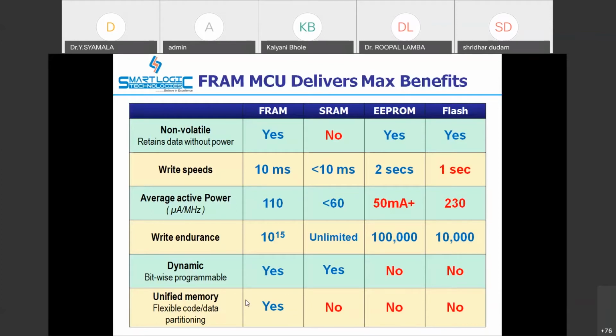Unified memory is again a new concept. Unified memory means flexible code and data partition, meaning you can use any part as code and any part as data memory. That possibility is there in FRAM. Obviously, for flash that facility is not there, because we cannot use flash for data storage and data reading. You can store the data, but you cannot write the data on the fly. So we cannot use flash for data handling purposes.